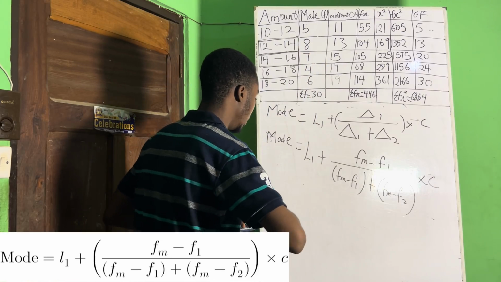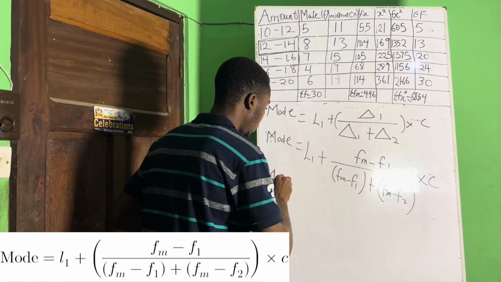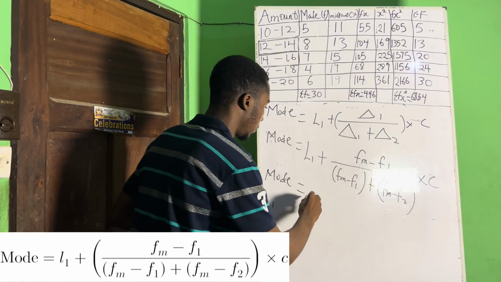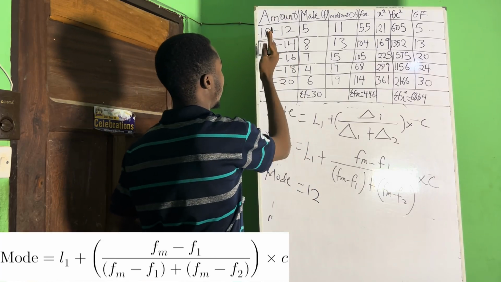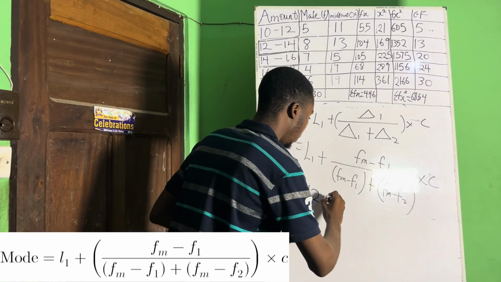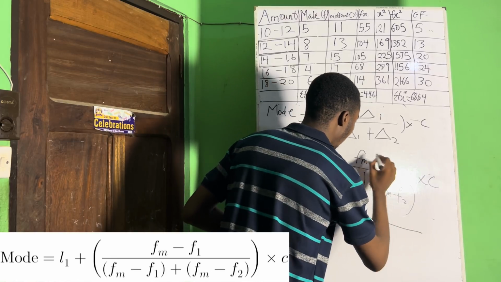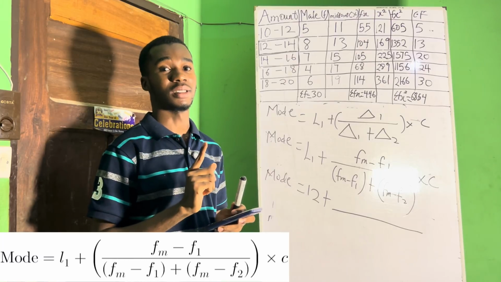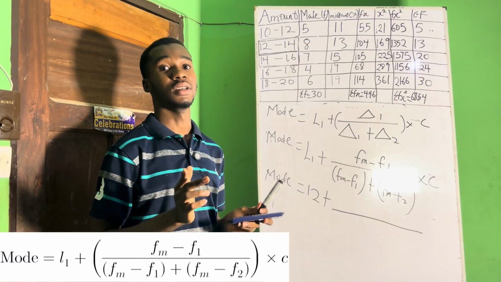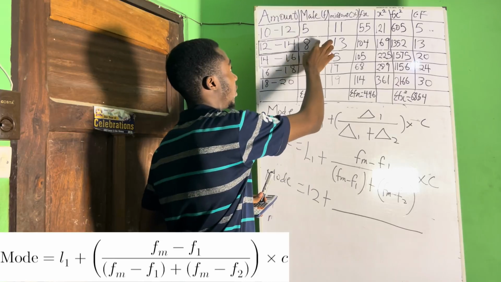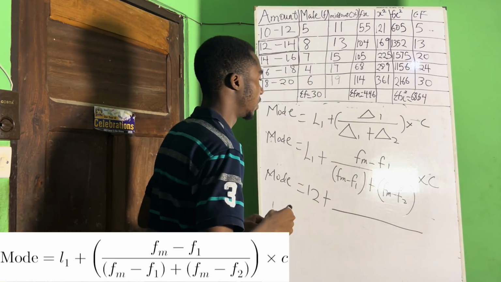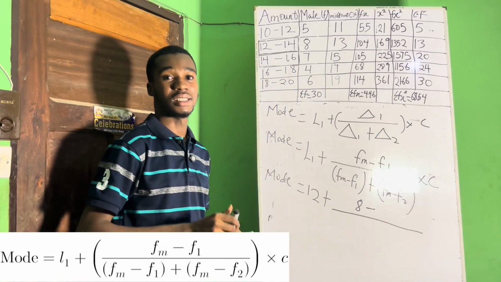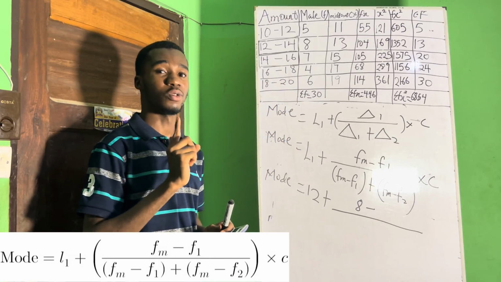So our mode is equal to L1, which is the lower boundary of the modal class, which is 12. So 12 to 14, take the first one, which is 12. That's our L1. Then plus Fm minus F1. Now Fm is the frequency of the modal class, in other words, the highest frequency, which is 8. So Fm, which is 8, minus F1. Now F1 is the frequency before the modal class.